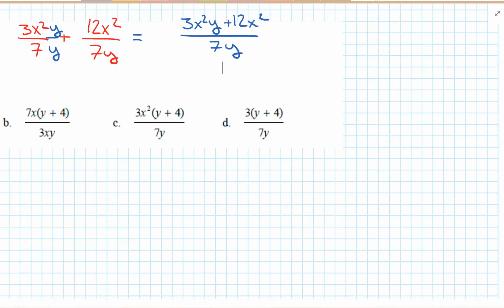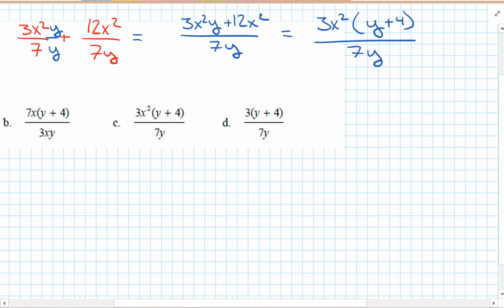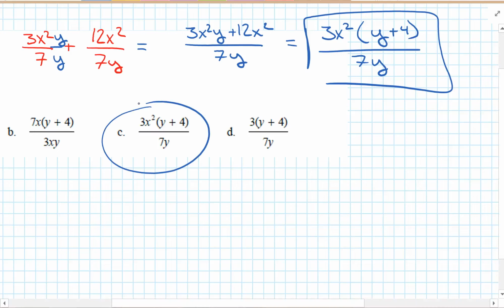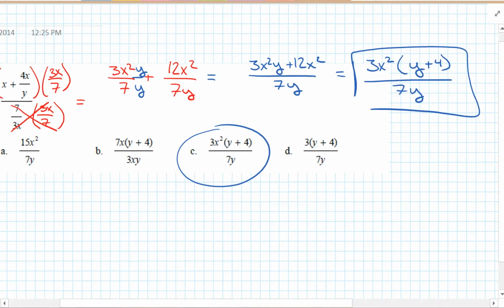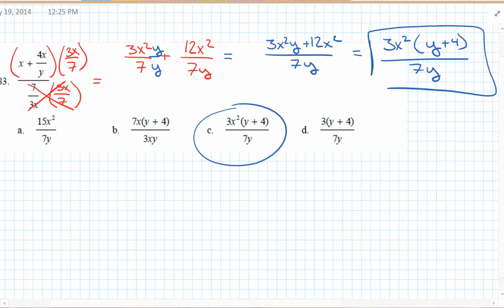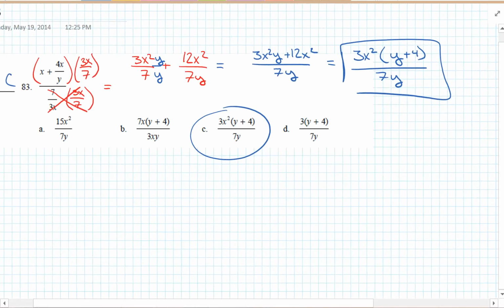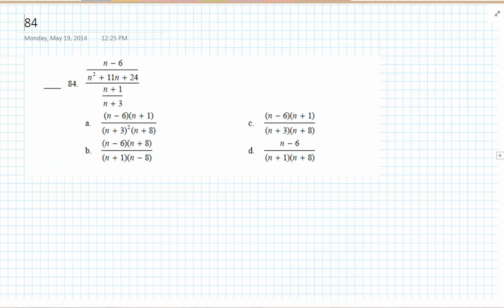Okay, what's the GCF on top? What can I factor out? I can factor out a 3x squared. When I do that, I'm left with y plus 4. All that's still over 7y. And that is our answer, C. All right, hopefully that makes sense. Take it by baby steps, step by step.